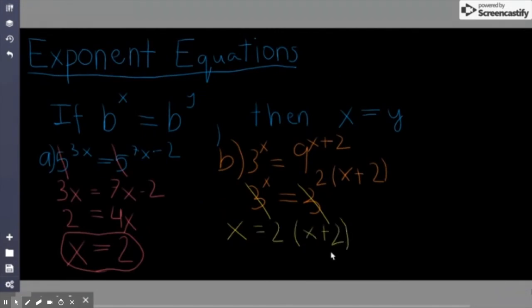And you might think to divide by 2 here, but you should not do that. Rather, you should distribute the 2, and then you're left with x equals negative 4.